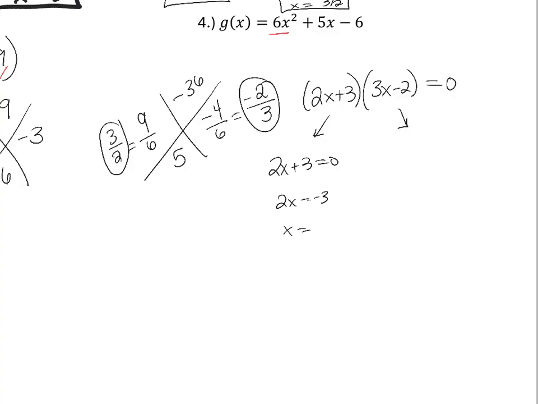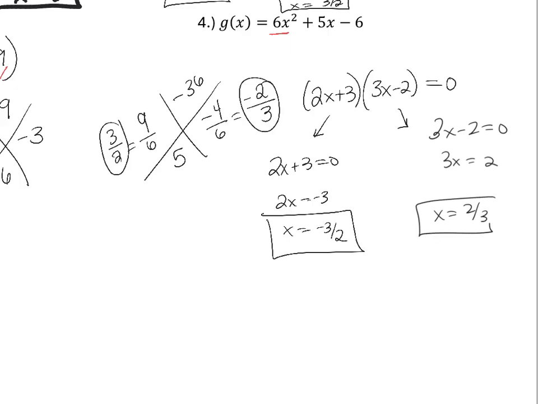-3, and then x equals -3/2, and 3x minus 2, x equals 2/3. So those would be our two x-intercepts.